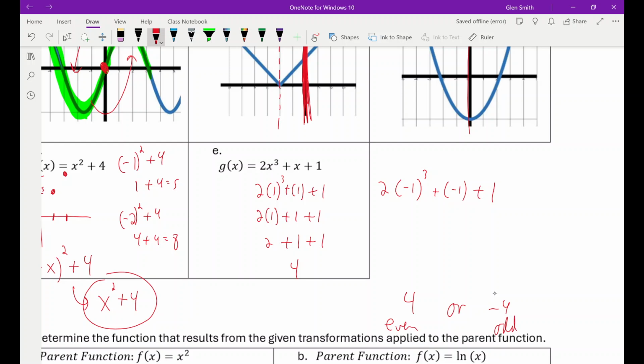If it doesn't equal one of those numbers, then it's not even or odd. So negative 1 cubed is negative 1 plus negative 1 like this, plus 1. Well, 2 times negative 1 is negative 2 minus 1 plus 1, but that equals negative 2. Since it doesn't equal negative 4 or 4, this graph is neither even nor odd.